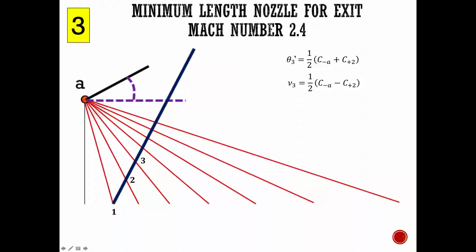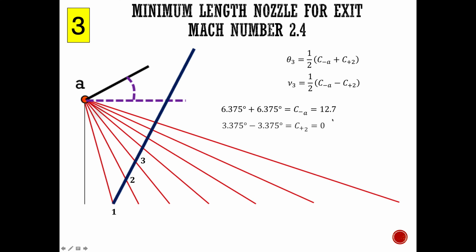You get theta 3 and nu 3. C minus a is basically theta a plus nu a, and we know that theta a equals nu a because our entrance Mach number is 1. So we're considering third Mach lines, which is about 6. That's why you get the 6.35.